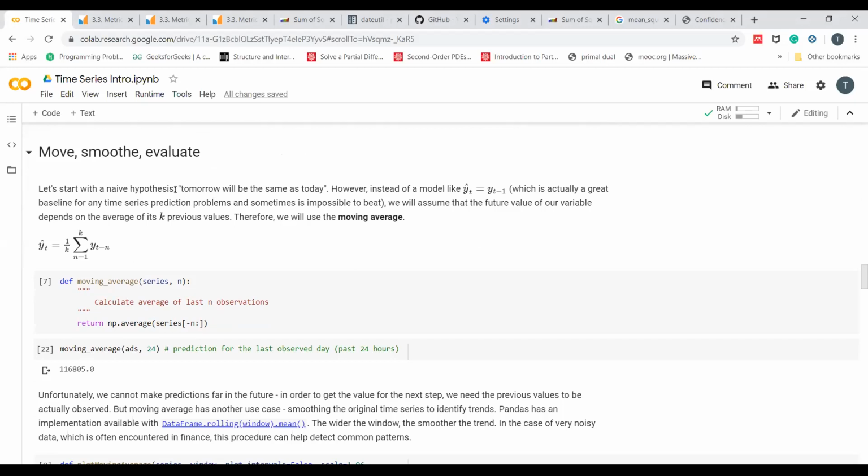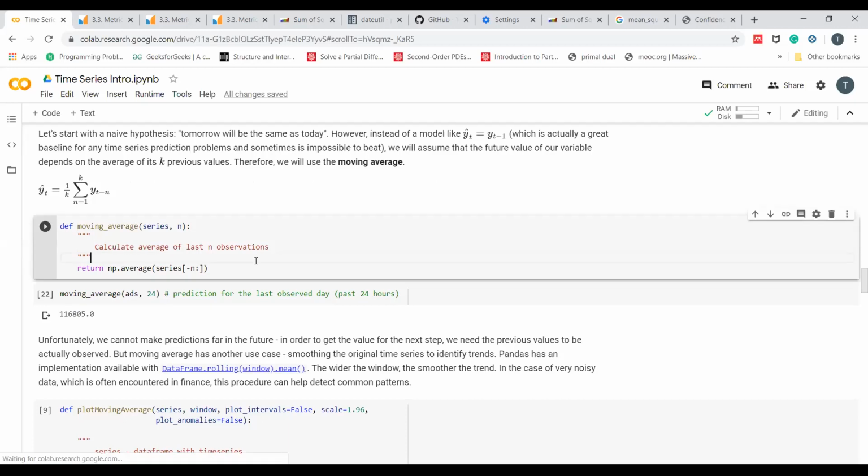Let's see what metrics we can use, and what we're going to do with these metrics in our modeling. So let's just start with the naive hypothesis: tomorrow will be the same as today. However, instead of a model like y_t hat equals y_(t-1), which is the same as saying tomorrow will be the same as today, we will assume that a future value of our variable depends on the average of its k previous values. Therefore, we will use the moving average. So we'll first define a moving average function.